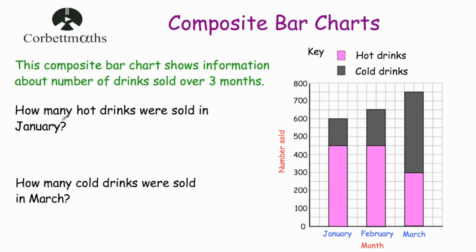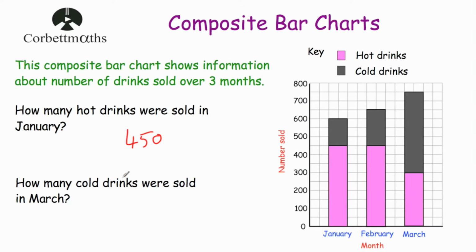So our first question says, how many hot drinks were sold in January? So if we have a look at January, the hot drinks is the pink section. So if you have a look at January, we start at 0 and we go up to in between 400 and 500. So that's going to be 450. So there were 450 hot drinks sold in January. Okay, let's have a look at our next question.